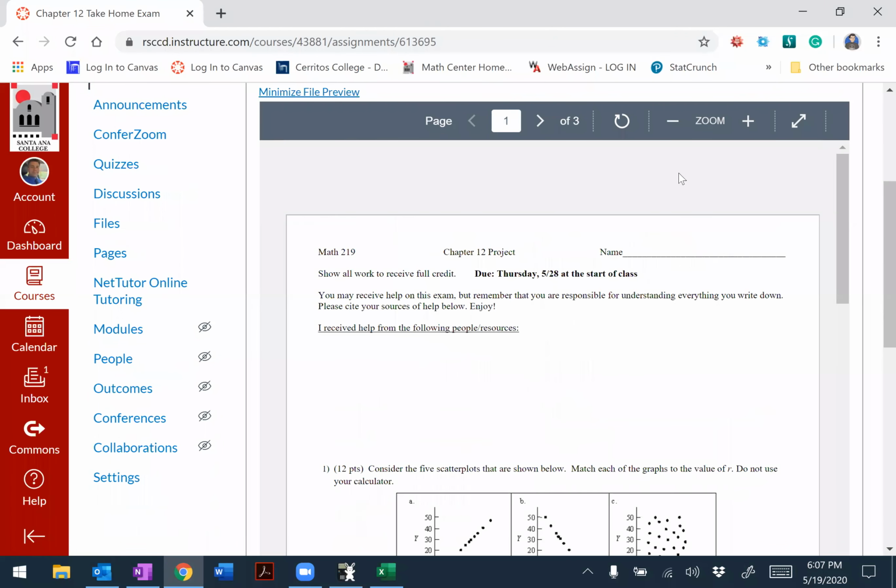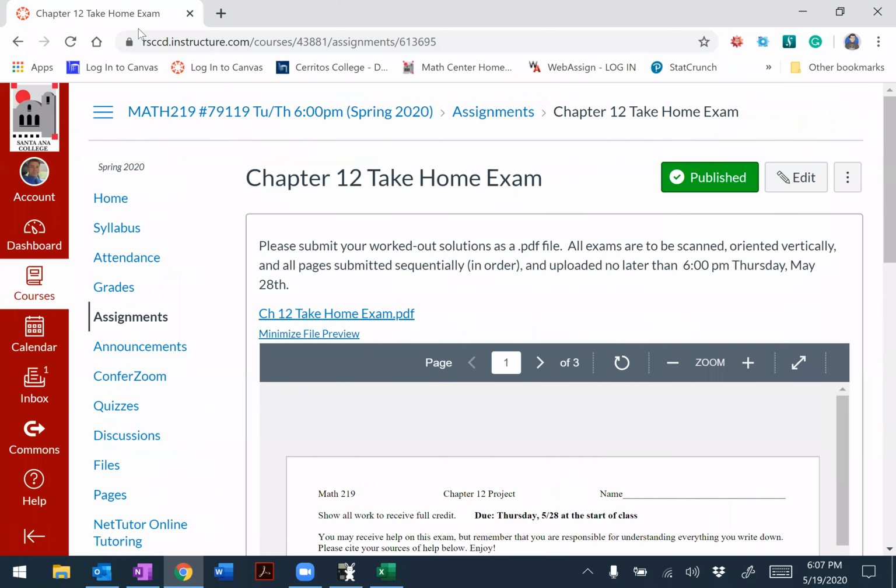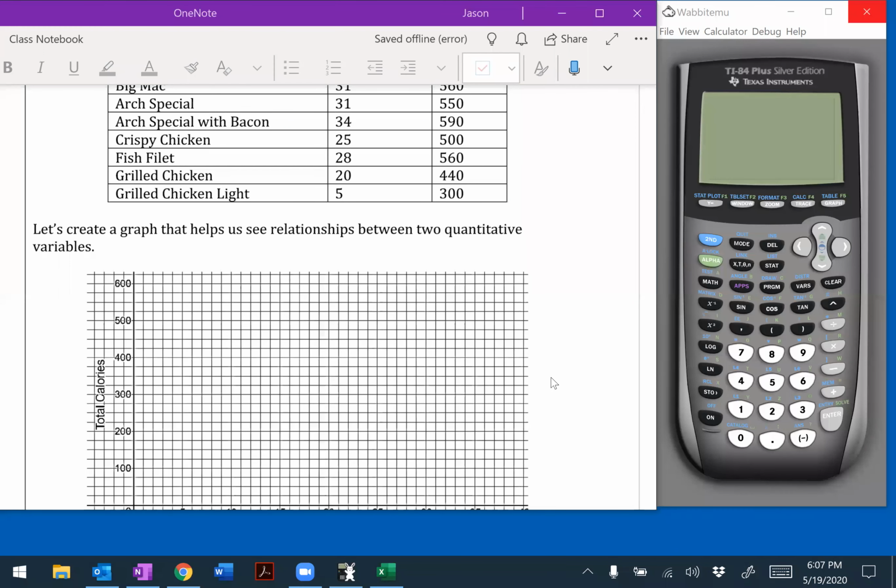Again, you should have all the information you need to do this assignment after tonight's lecture. I just wanted to make note of that.